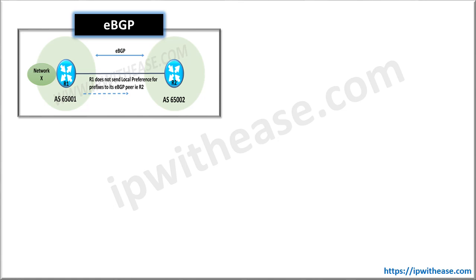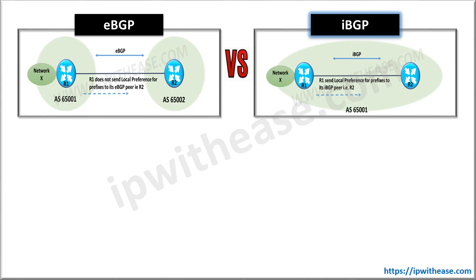As we can see in the first diagram, for eBGP neighborship between R1 and R2, R1 does not send the local preference attribute for network X when advertising towards R2. Based upon this deduction, we can infer that in case of eBGP, attributes like local preference are not sent to the eBGP peers. However, in case of iBGP, attributes like local preference are sent to the iBGP peers.